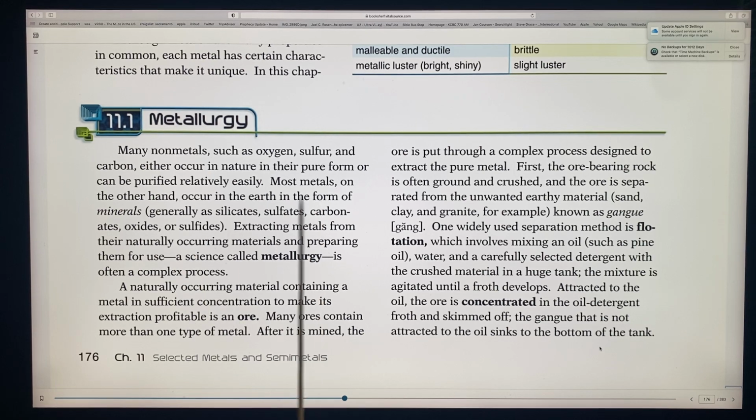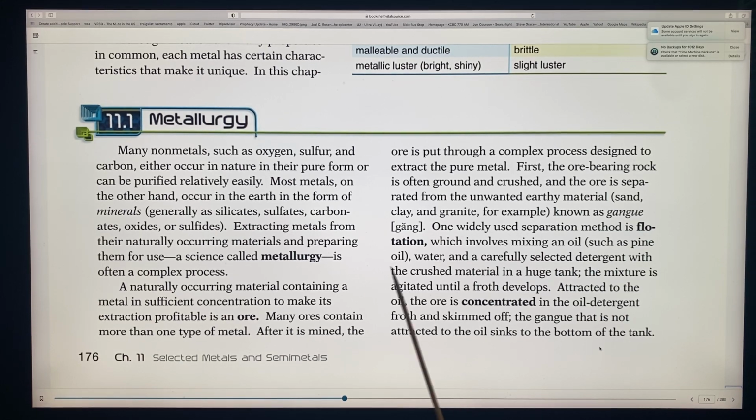Most metals occur in the earth in the form of minerals, generally as silicon or silicates, sulfates, carbonates, oxides, or sulfides. So we're going to go over these complex processes to actually get the metal out of the ore. So what is the ore? Well, the ore is a naturally occurring material containing the metal in sufficient concentration to make the extraction profitable. So basically, the ore is where the metal is hiding. As we go on, we're going to go through how we can get the metal out of the ore.